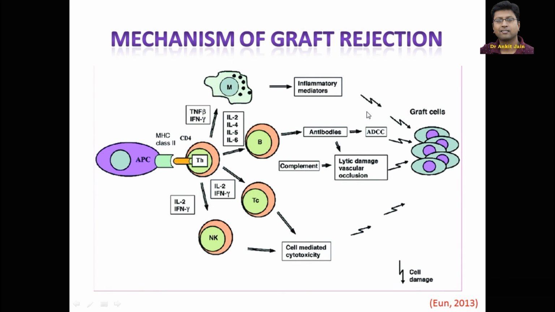So now comes the mechanism of graft rejection. Normally when the graft is applied over the body, the different APCs will activate, and they will activate the T helper cell response. The T helper cell will activate and produce different types of cells, like B cells, T cytotoxic cells, NK cells, and macrophages. They will produce an inflammatory response, antibodies, complement, and cell-mediated cytotoxicity. Further, there is apoptosis of the graft cell.